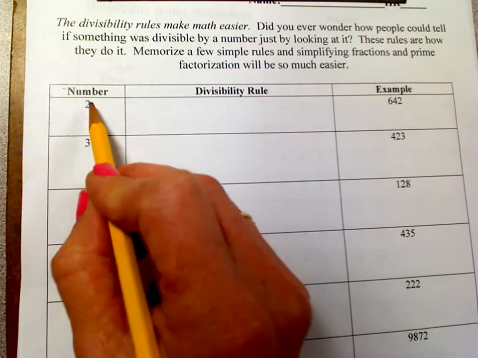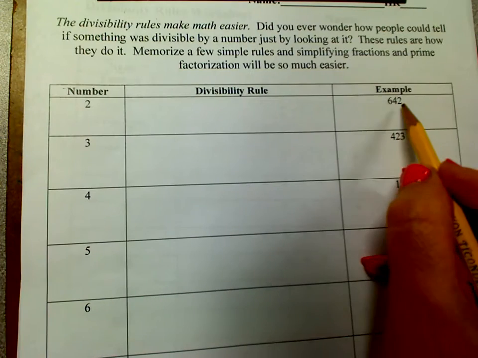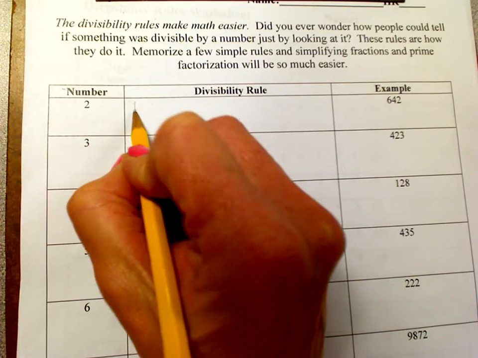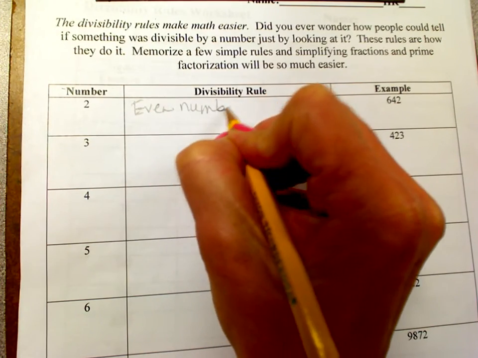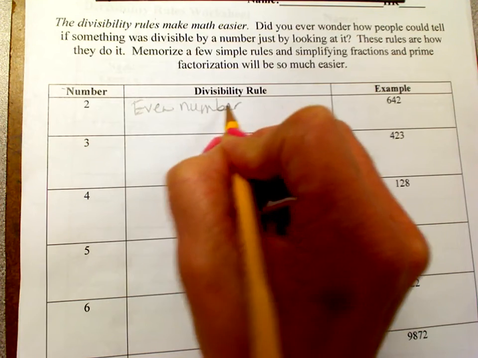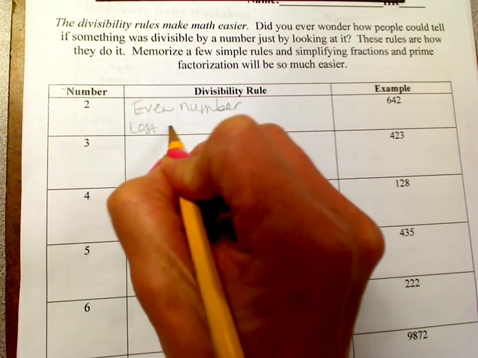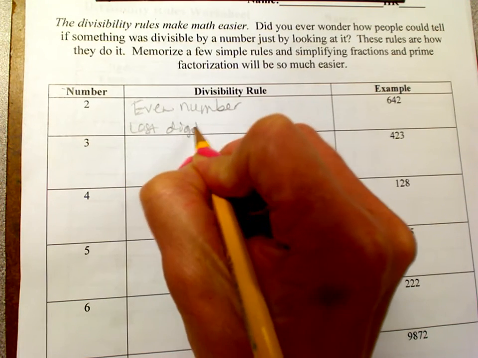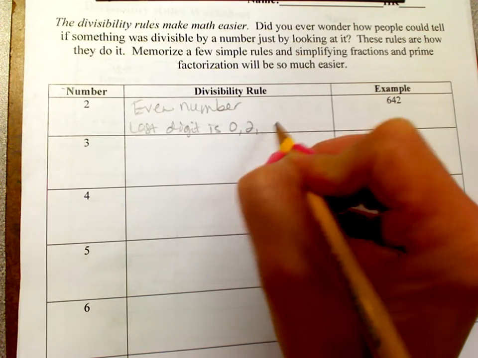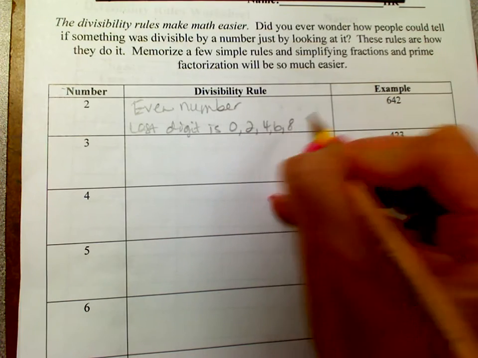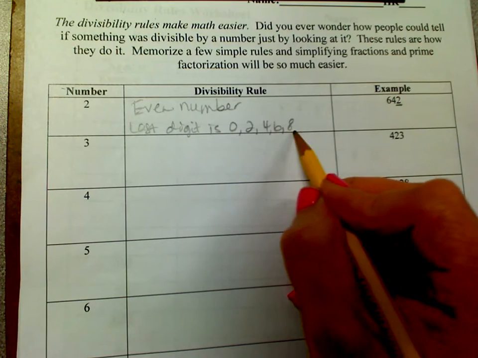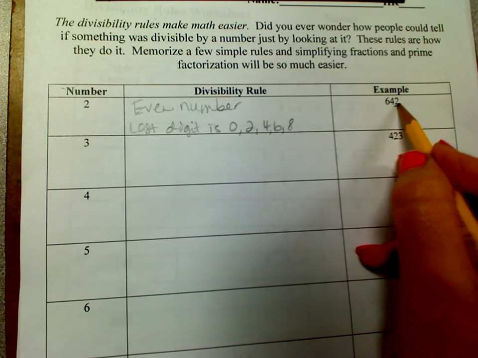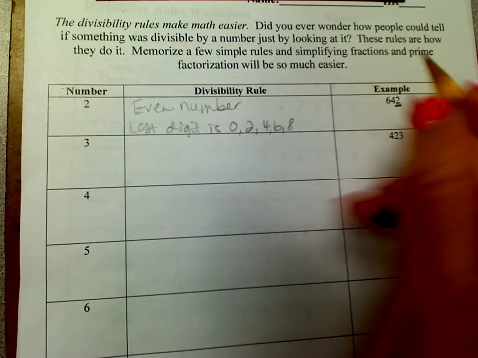So here we go. The number 2. To tell if 2 goes into a number, check if the number is even. So if it's an even number, 2 will go into the number. So write this with me. Now, in order to know if it's an even number, the last digit is 0, 2, 4, 6, or 8. If the last digit is one of these numbers, 2 will go into that number. Okay? So 2, that's an even number, the last digit.